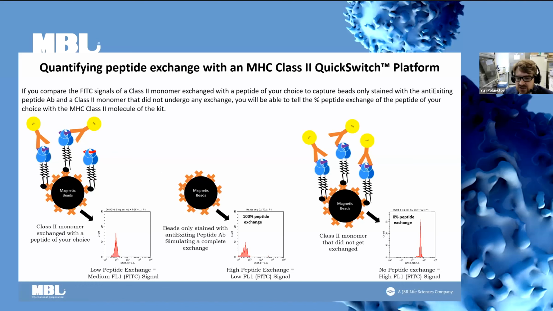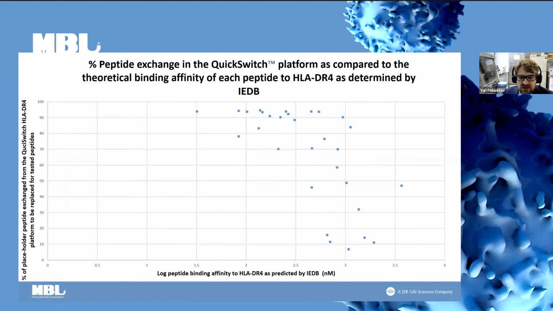The same QuickSwitch peptide exchange calculator spreadsheet that's used for the Class 1 kit can be used for the Class 2 kit to determine the percentage of exiting peptide exchanged for the loading peptide. So, this process is almost exactly the same as the Class 1 kit. It's just that you have to use different beads and a different dilution of antibody. And that's about it.